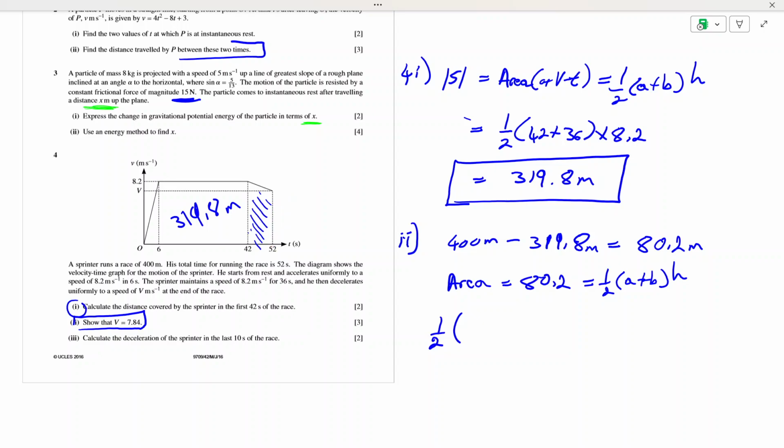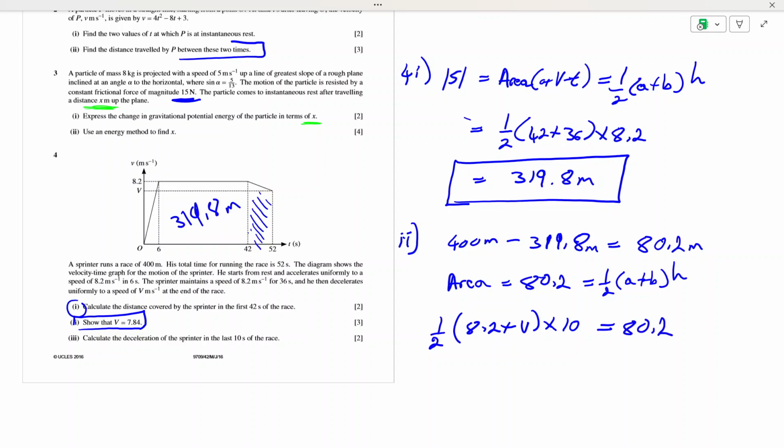And then the height is just going to be 52 minus 42 seconds. So it's going to be half (8.2 plus V), then I'm going to multiply that by the 10 seconds, from 42 seconds to 52 seconds. And then all of that is equal to 80.2.